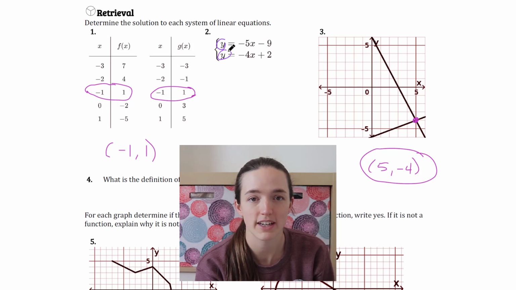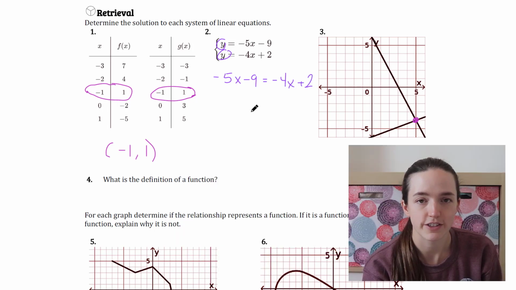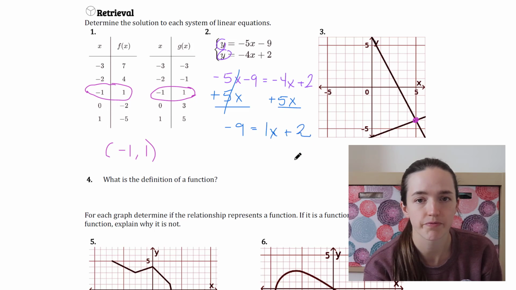Because they both equal y, we can set -5x minus 9 equal to -4x plus 2. Okay, I'm going to get rid of the smaller x first, which actually happens to be -5x. So I'm going to add 5x to both sides. That gets rid of this. We've got -9 equals -4x plus 5x would be 1x. And then we have plus 2. And then I just have to subtract 2 from both sides to get the x by itself. We get x is -11.